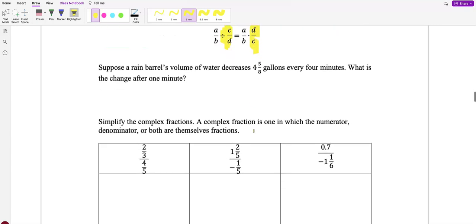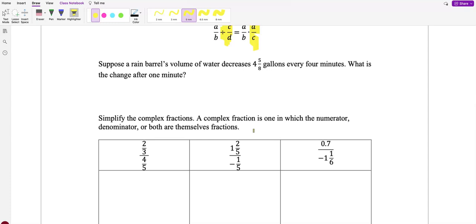You may have heard keep, change, flip. You're okay to use that. I don't typically use that phrase. I just say you turn the division into multiplication, multiplying by the reciprocal.